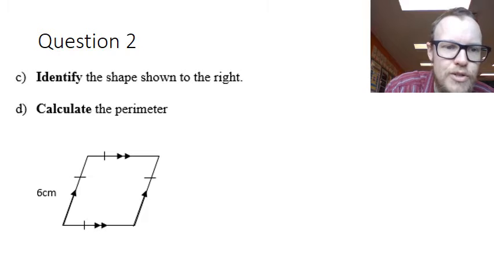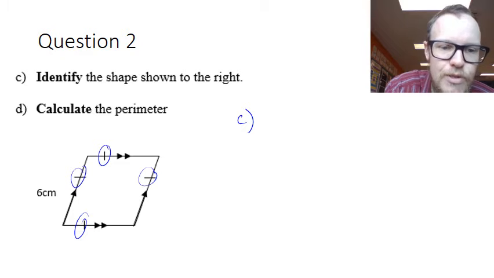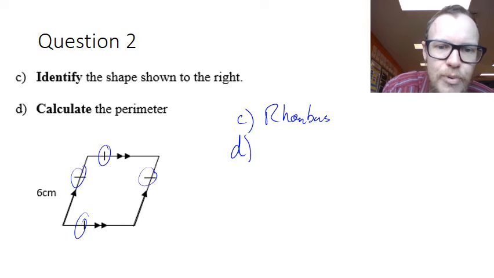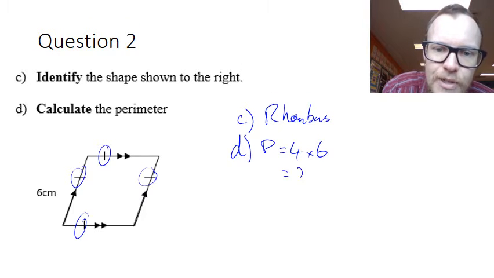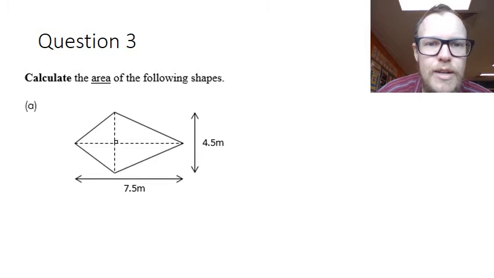For question two, we're asking to identify the shape on the right for C here. So this shape is a parallelogram, but we can see that all side lengths are the same. So it's a special parallelogram, it is a rhombus. And D, we're asked to calculate the perimeter. So the perimeter here is going to be 4 multiplied by the 6 centimeters. So it's going to be 24 centimeters for the perimeter of this shape.